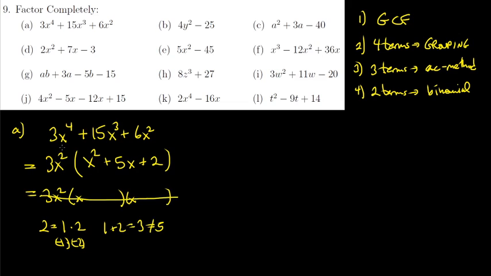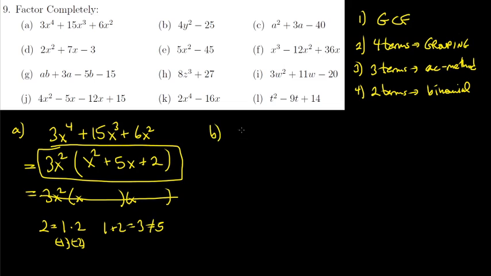But be careful you don't write prime. The answer is not prime. The answer is this. You still factored out the 3x squared. This trinomial here is prime, but again, that's not the answer. Okay, so that's part A.